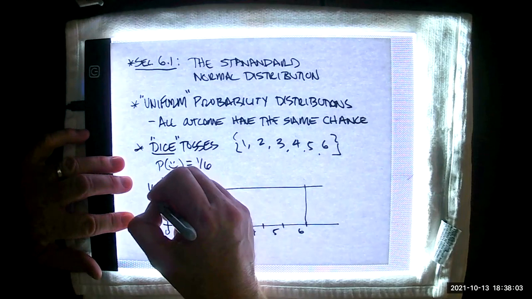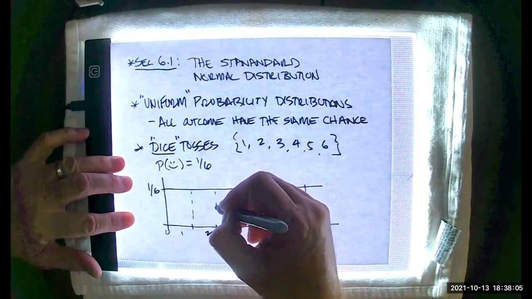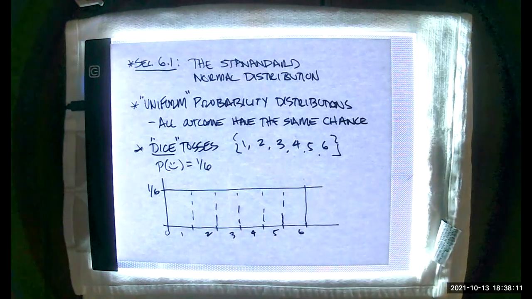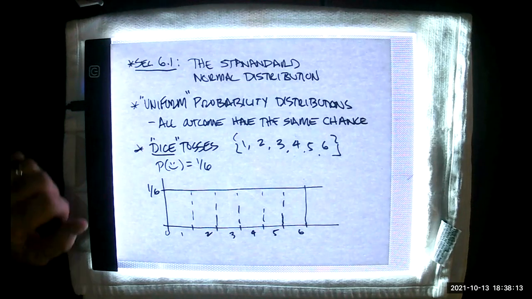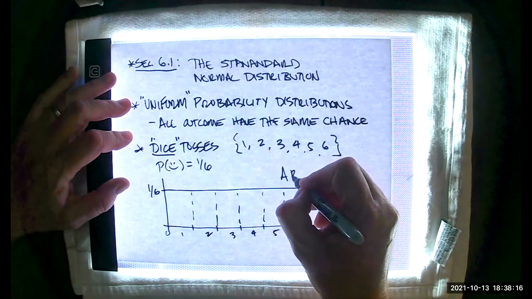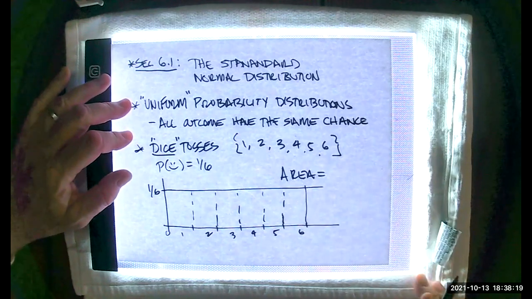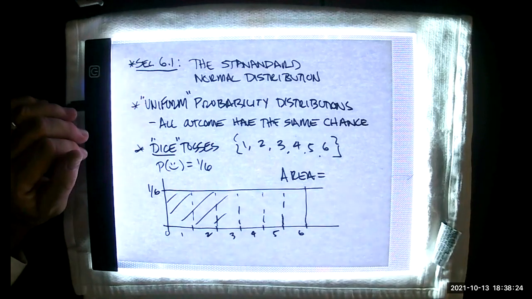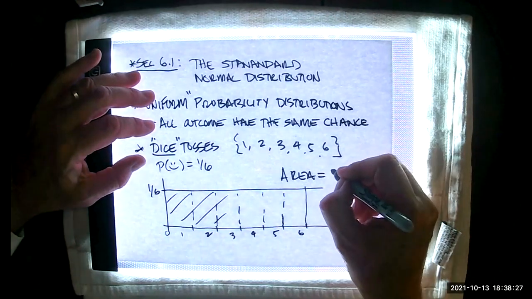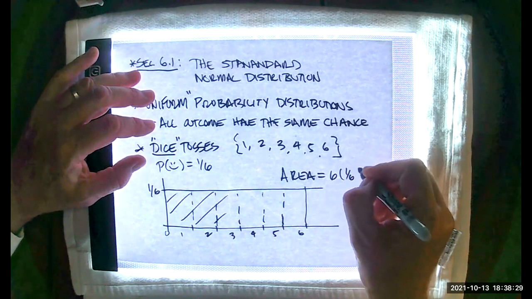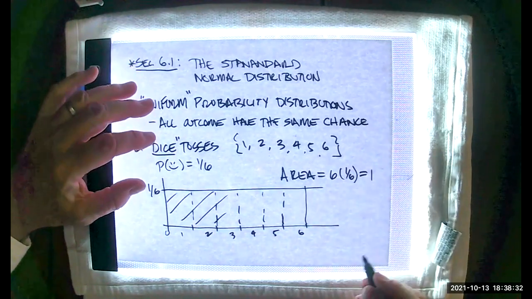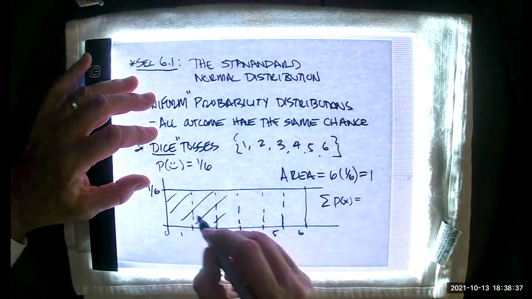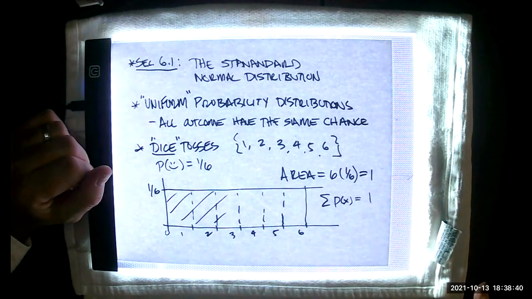And each particular outcome, very much like a histogram, really that's what it is when you get right down to it. The numbers moved around a little bit like that. I'm going to point out something. The area for that entire rectangle is length times width, or 6 times 1 over 6, or 1. I will also note that the sum of all the probabilities, 6 times 1/6, is also 1.